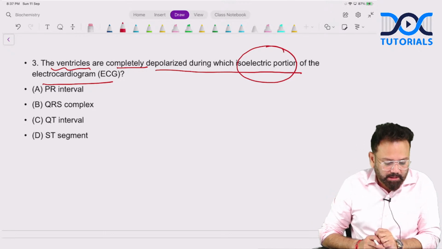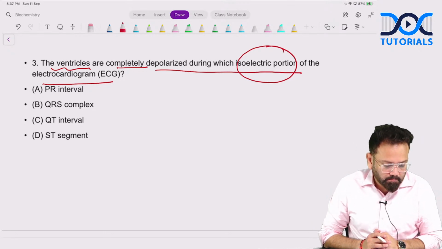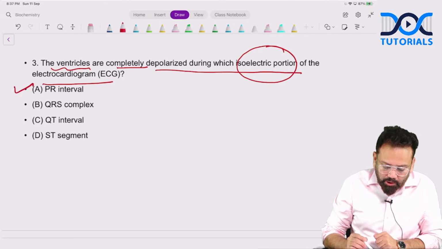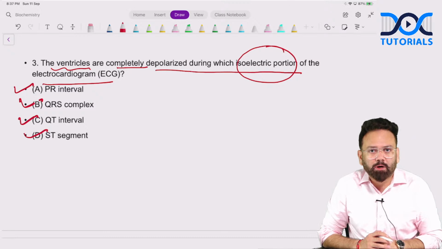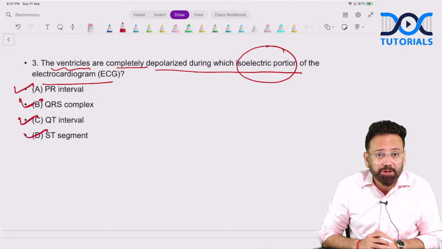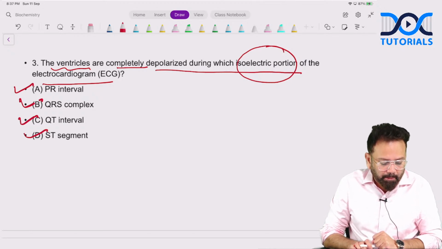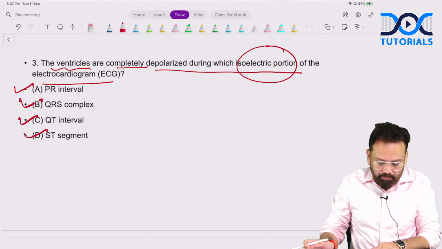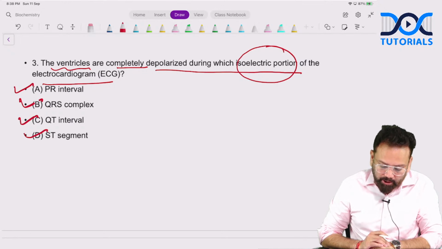Yes. What is the answer? PR interval, QRS complex, QT interval or ST segment. What is your answer? At which isoelectric portion of the ECG are the ventricles completely depolarized? Yes, Danish, PR interval, okay.